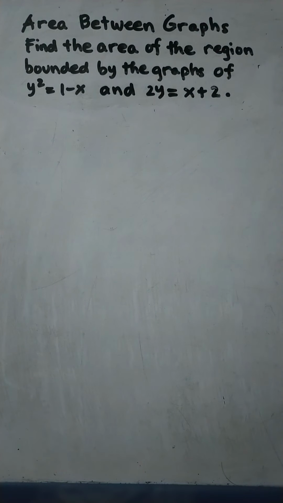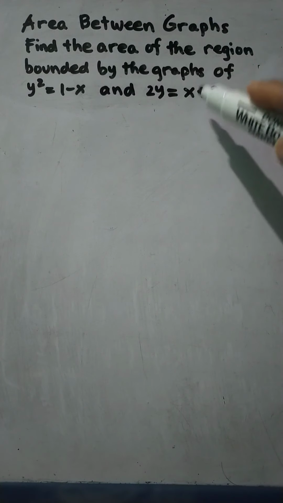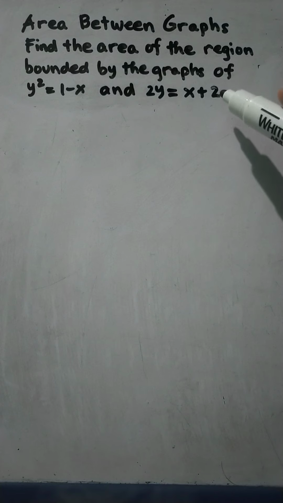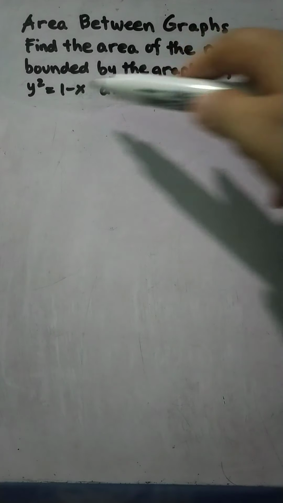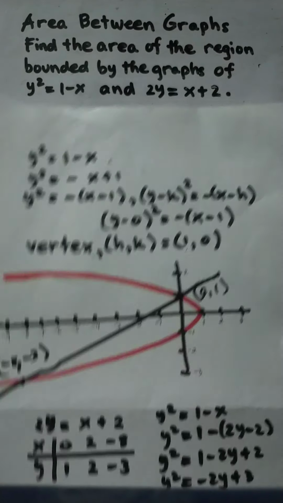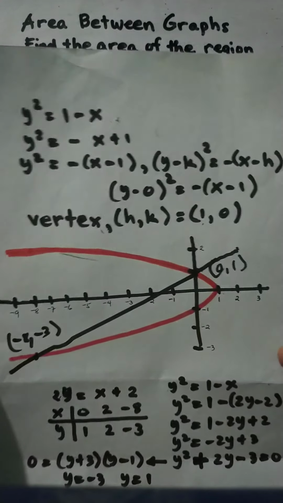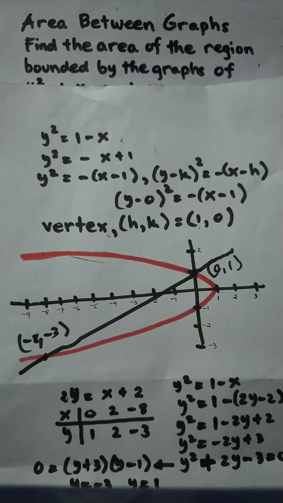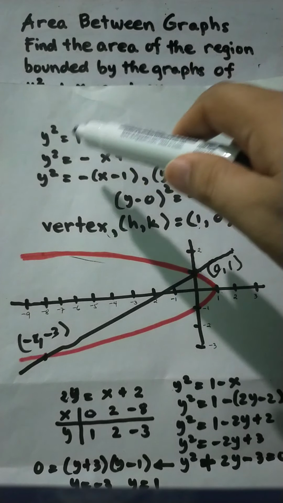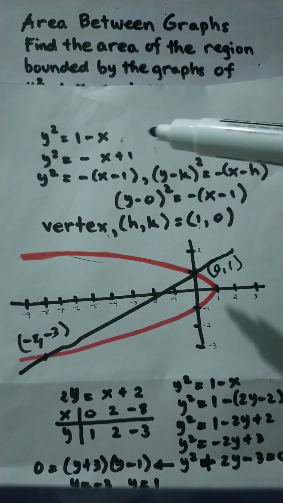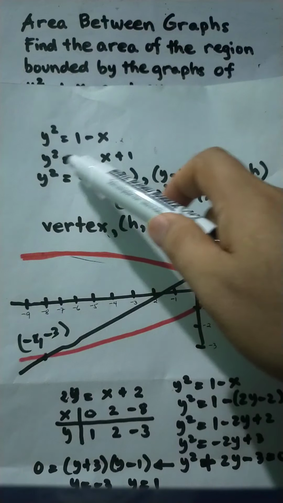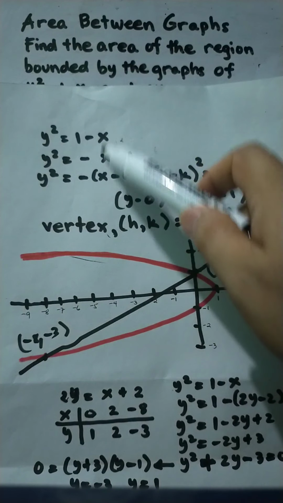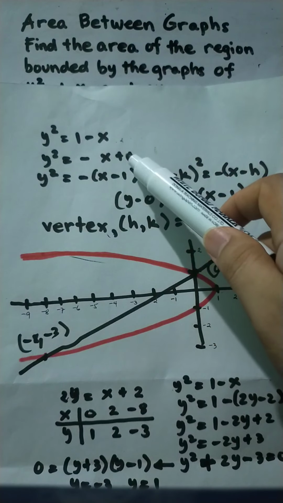Okay, and then this one, 2y equals x plus 2, is the equation of a line. Now again, we're going to draw the graph. So we have y squared equals 1 minus x. This is the equation of a parabola. Rewriting this one, y squared equals negative x, and then positive 1.